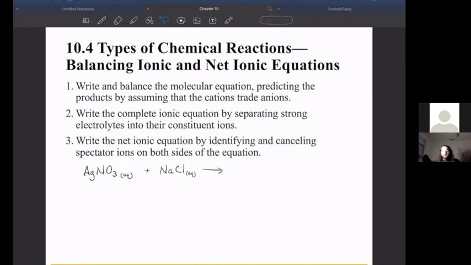It's a good idea to pause the video and try to write the products of this reaction and look them up to see if any of them are going to be insoluble. Okay, I'm going to go through it, but it'd be a great idea for you to practice it on your own.